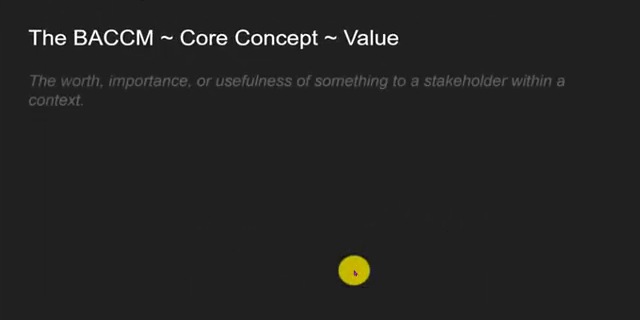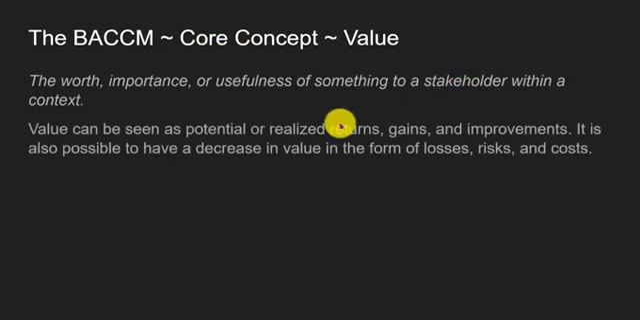So value, there's a couple of different ways you look at value. But first, it's the worth, the importance, or usefulness to that stakeholder. Again, many different stakeholders. So value can be seen as potential or realized returns. In other words, potential meaning something in the future if we do an action. Or realized returns, which is something that we can mark down, our accountants can track, our finance managers can track.